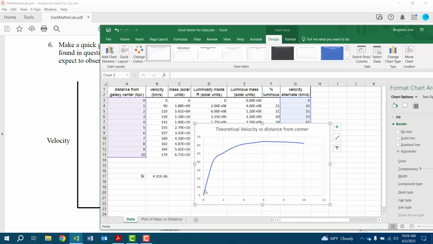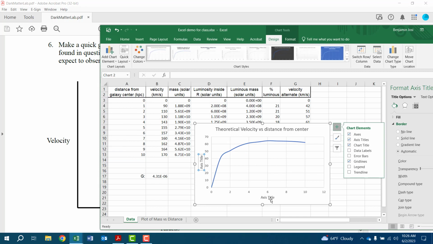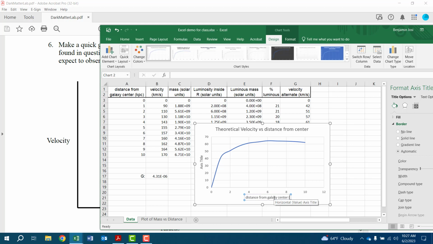And since we've only got one data series, it kept my title. Let me go ahead and add some axis titles. This will be just like before, distance from galaxy center in, this time I'll put KPC for kiloparsecs, and this will be velocity in kilometers per second.